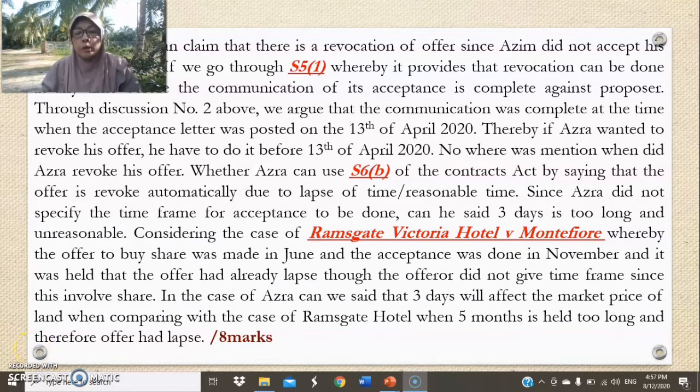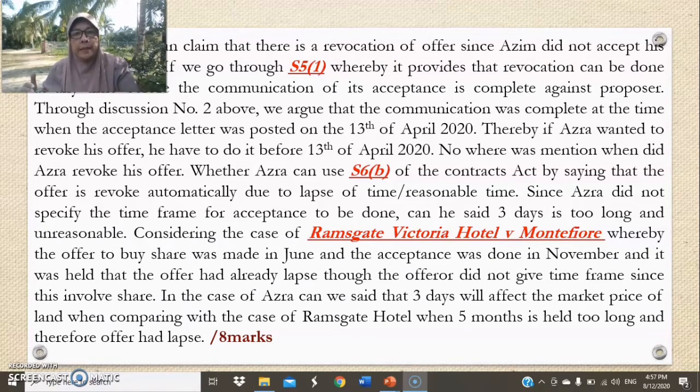Okay, student. Now let us continue with issue number 3. So under issue number 3, this is how I'm going to discuss it. Whether Azra can claim that there is a revocation of offer since Azim did not accept his offer immediately. If we go through section 5, subsection 1, it provides that revocation can be done at any time before the communication of its acceptance is complete against the proposer. Through discussion number 2 above, we argued that the communication was complete at the time when the acceptance letter was posted on the 13th of April 2020. So I'm relating to our answer under issue number 2.